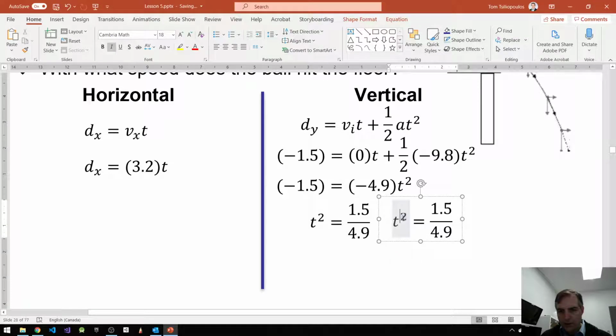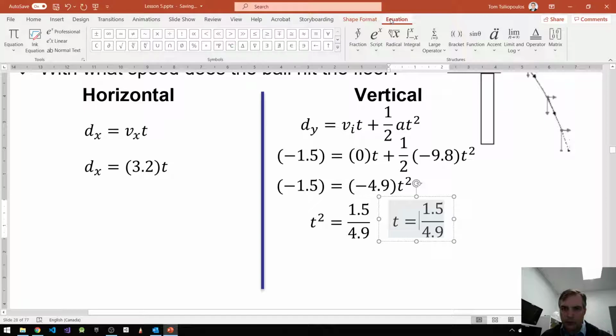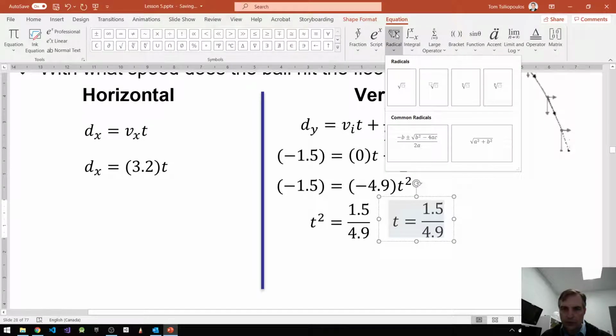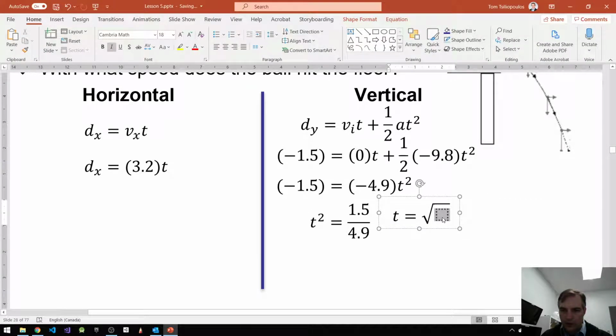So we can say that t then is equal to the square root of this. Let's just install the square root there. So again, insert, and we're going to go to equation, and we insert the square root like this. And here is where we want to take this and put it in there. And so we have something that looks like this now.